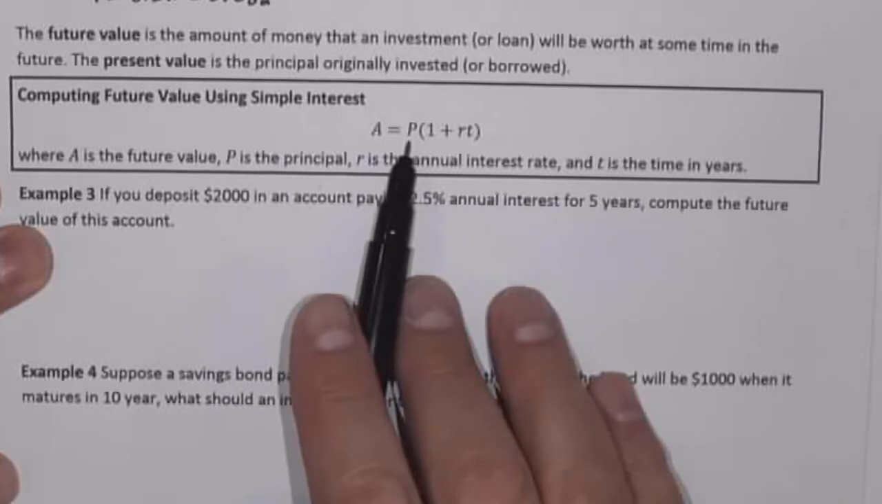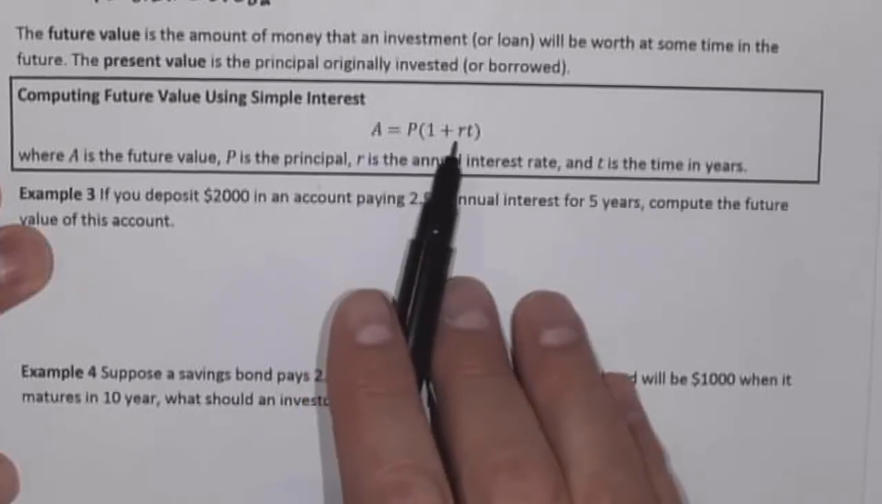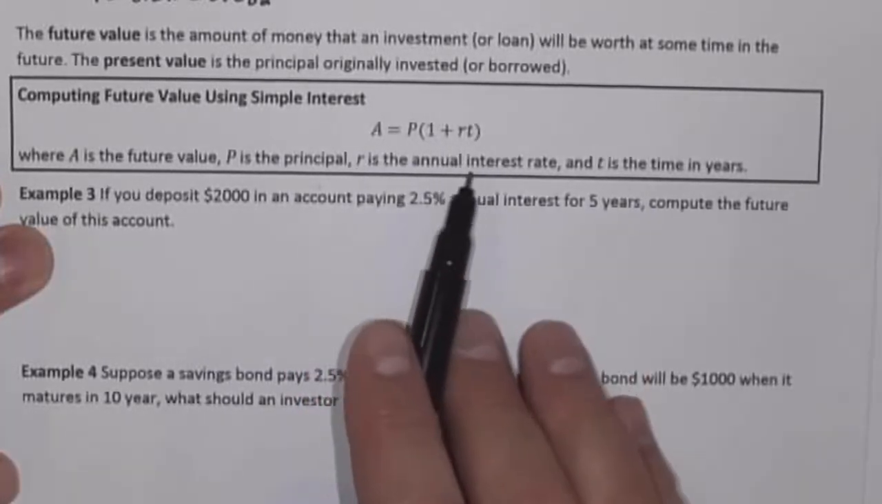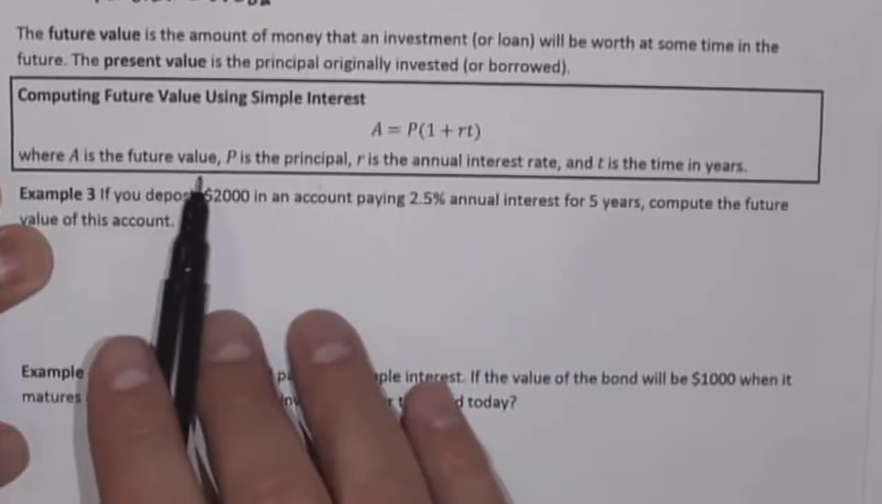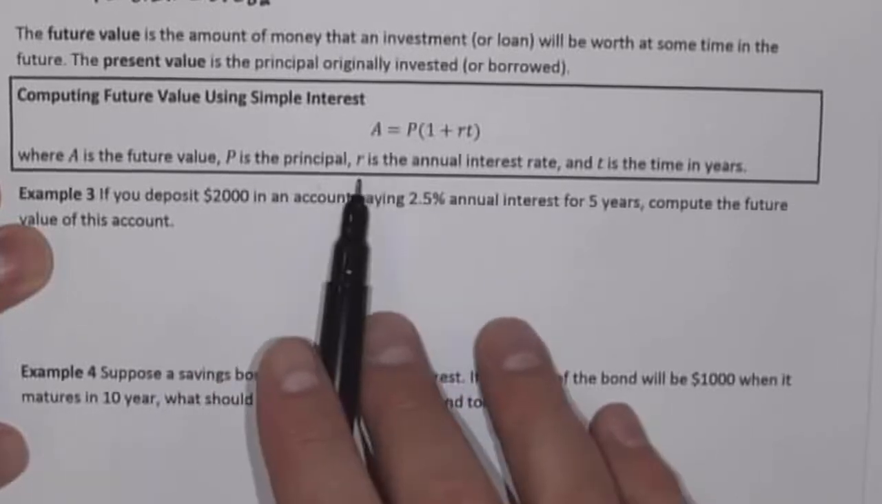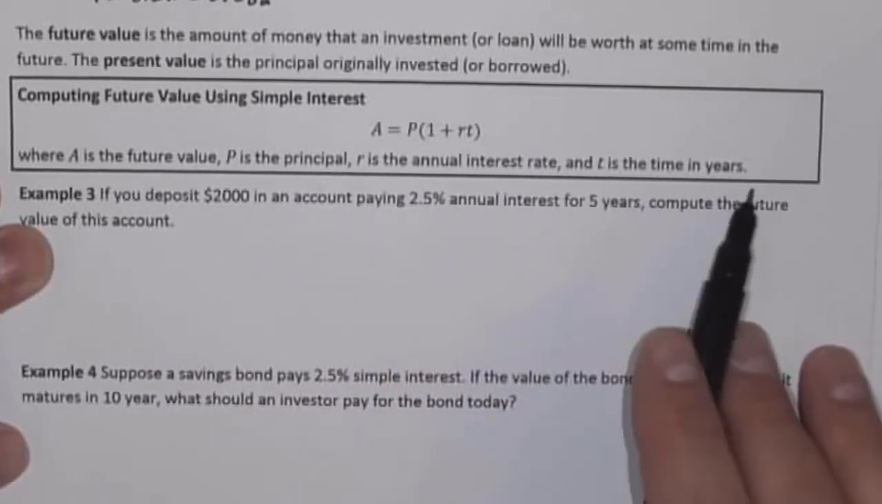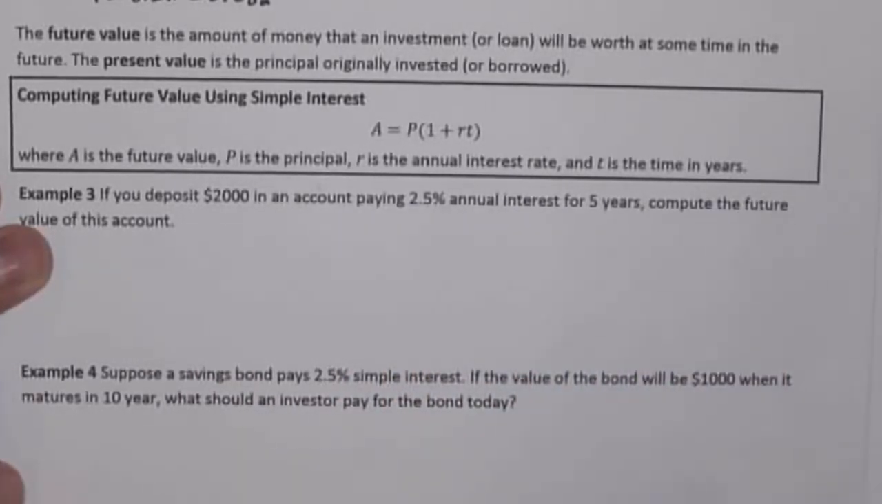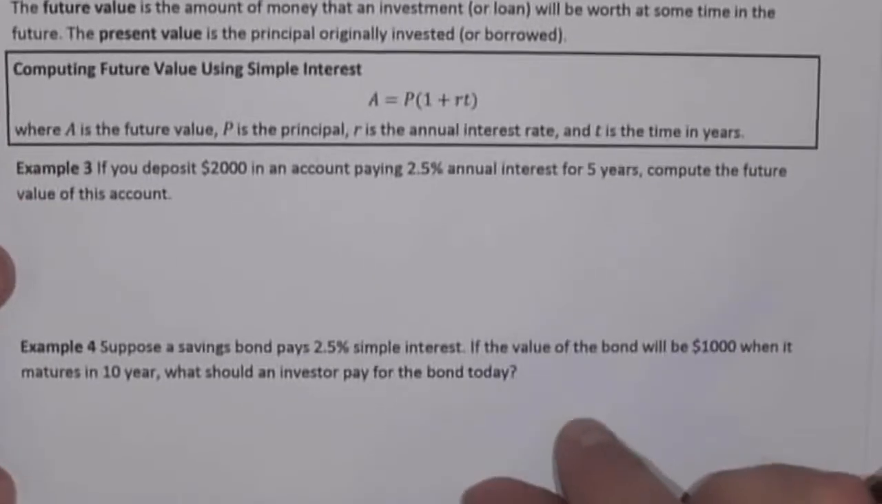A equals P times the quantity 1 plus R times T, where A is the future value, P is the principal or the present value, R is the annual interest rate, and T is the time in years. So take a look at example 3.